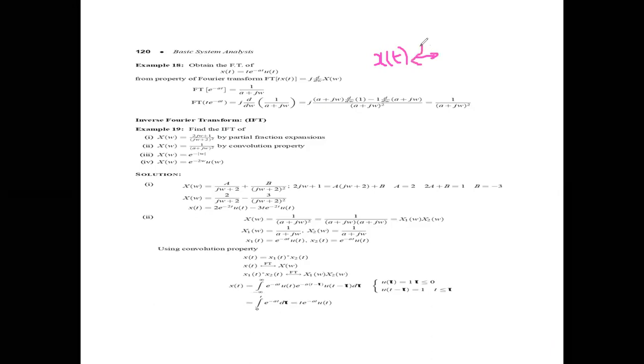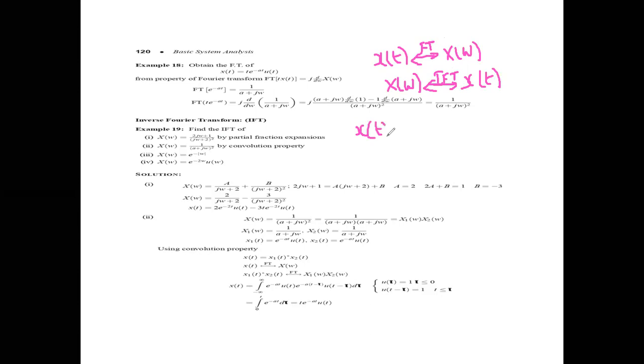equation: x of t is equal to 1 by 2 pi, the integral from minus infinity to infinity. Here x of omega is the Fourier transformation of x of t, and the inverse Fourier transformation of x of omega means the output function is x of t.